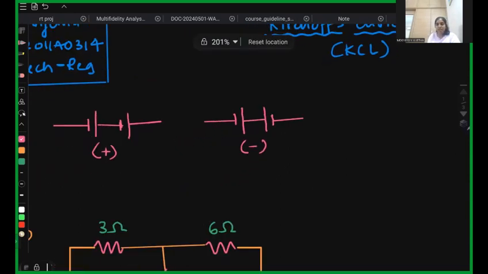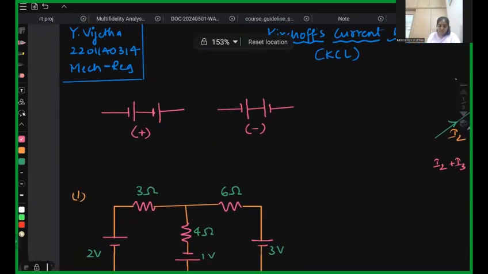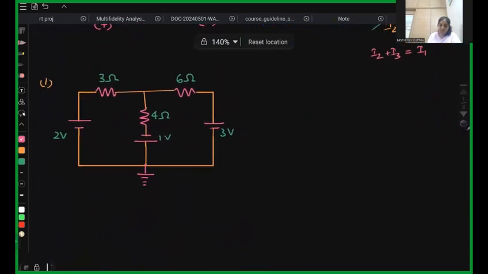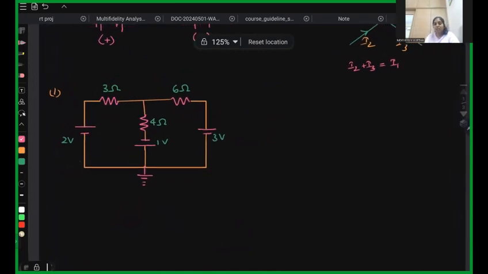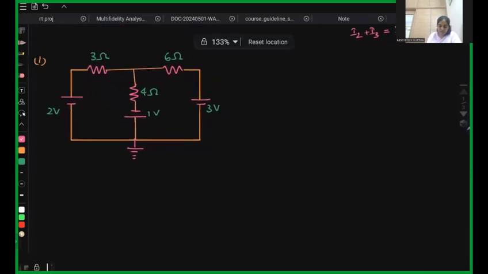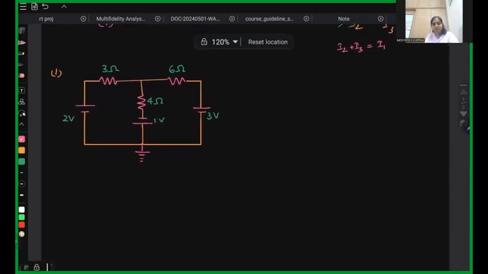Keeping these small points in mind, we'll start with the first problem, and we'll learn as we go on how to solve and how Kirchhoff's current law applies to solving any kind of circuit. As you can see here, we have a circuit. We have three resistors and three voltage sources.